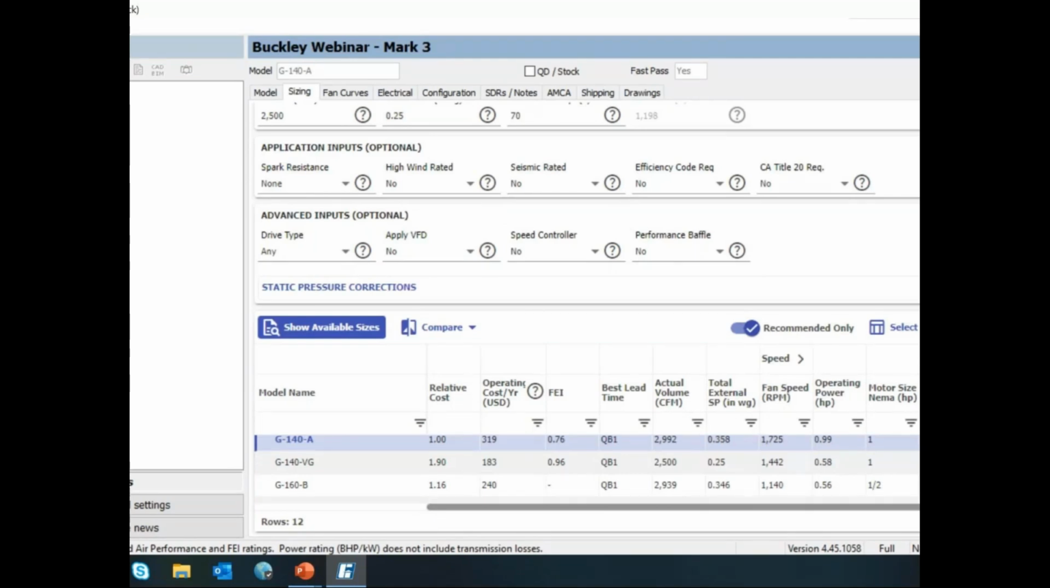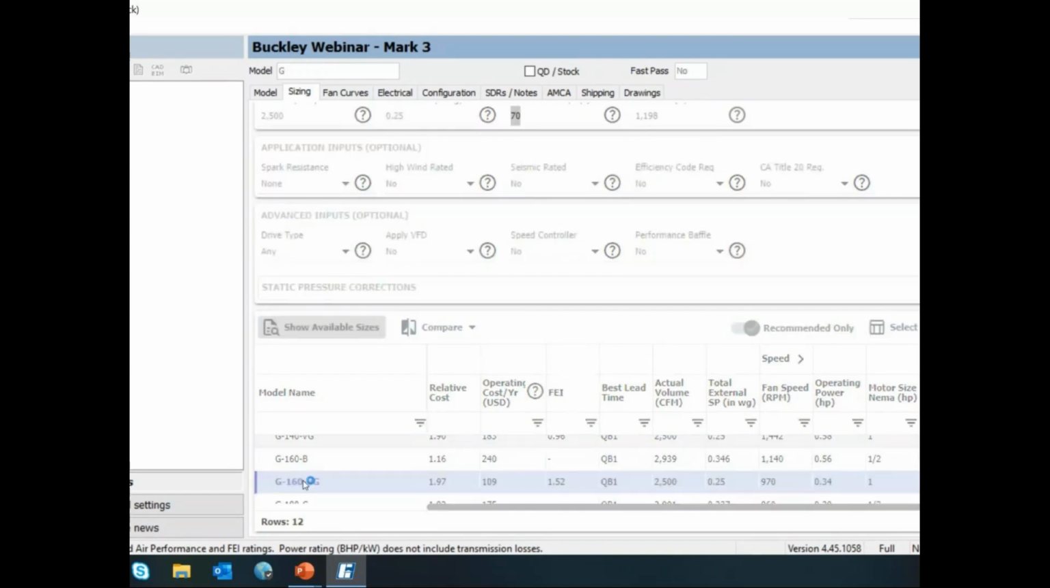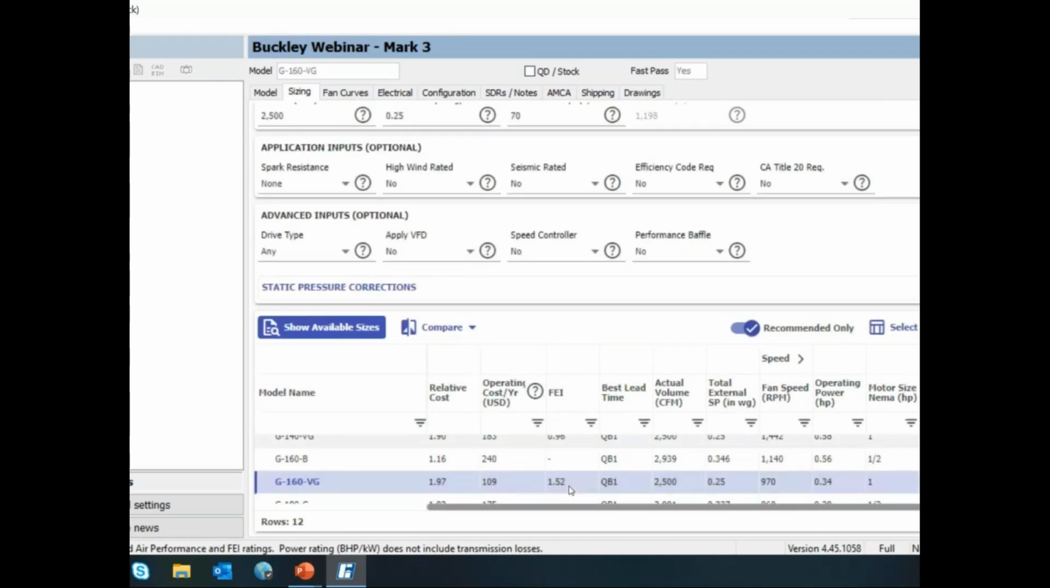We had selected a G160 Very Green, I believe. Yes, we did. So I'm just going to click on that. Now notice right over here, much like eCAPS, here's my FEI column. I can click FEI and it orders it by FEI.